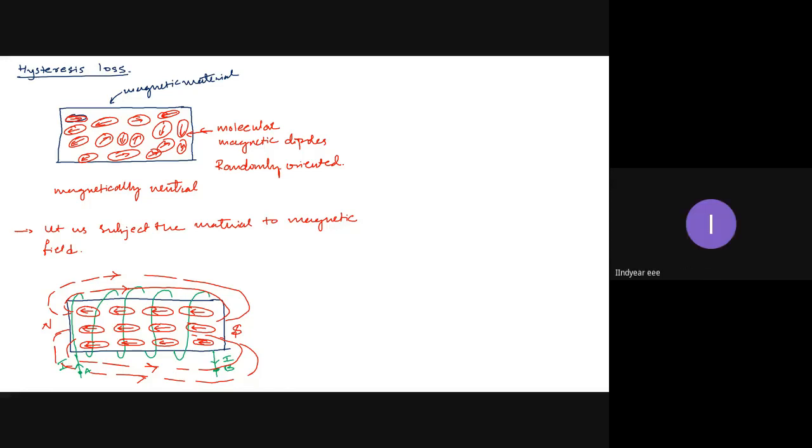Yes, sir. Okay. So what we have seen is that there are infinite numbers of molecular magnets in a ferromagnetic substance. When the material is magnetically neutral, the net orientation is 0, therefore the magnetization is 0. When I magnetize the material, either electromagnetically or by taking another natural magnet and keeping it near that material, the material gets magnetized.